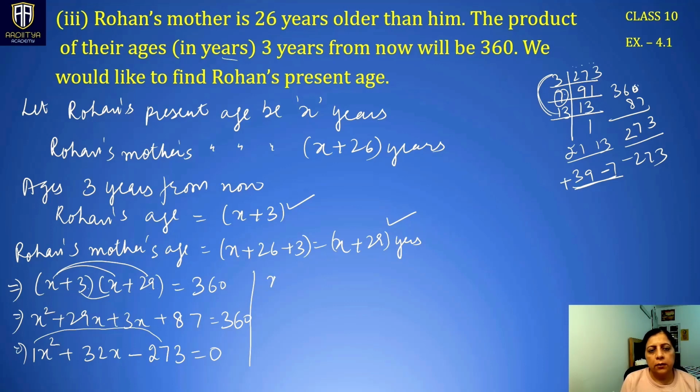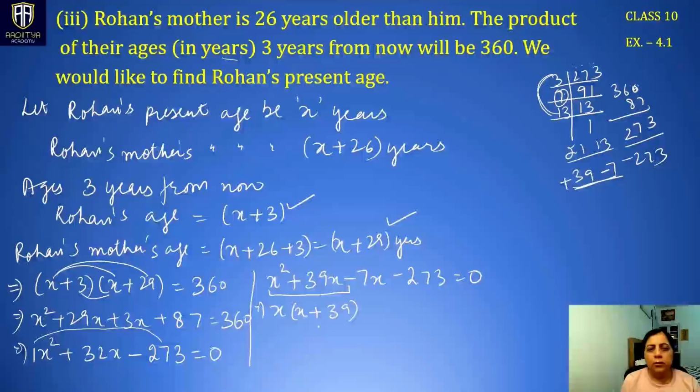This is x square. This 32x can be broken down into 39x minus 7x. 39 minus 7 is 32. Minus 273 is equal to 0. Now common to the first two terms is x only. So we are left with x plus 39. And then from the next two terms, this minus 7 is common. We are left with x. Now since we have taken the minus sign outside, both the terms become positive, and you can divide 273 by 7.